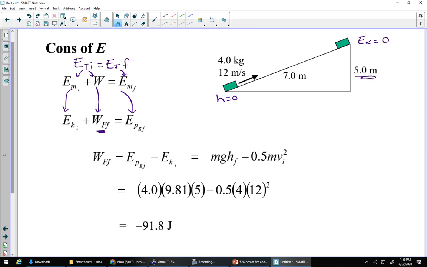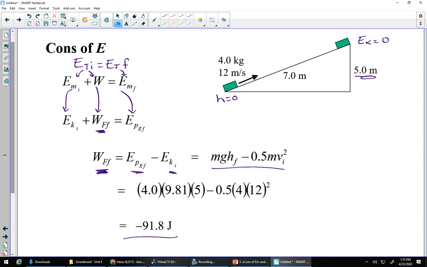So as I go through, I rearrange, and I solve for my work done by the force of friction. My work done by the force of friction is going to be my gravitational minus my kinetic. So all I did was rearrange and solve for that. mgh minus 0.5 mv squared works out to be negative 91.8 joules. And the fact that it's negative, again, means that it's taking energy out of the system, which makes sense because it is a friction force, or work done by a friction force in this case.